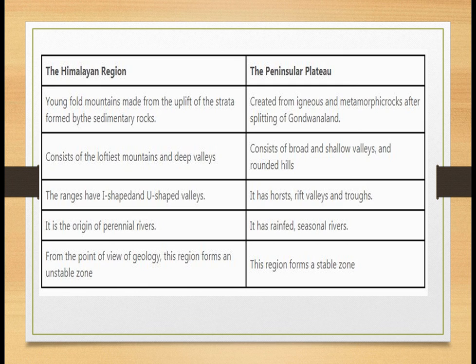The Himalaya consists of lofty mountains and deep valleys, and the Peninsular Plateau consists of broad and shallow valleys and rounded hills. The range has I-shaped and U-shaped valleys. It has a rift valley and trough. Then the perennial river or non-perennial river for Peninsular. So by this you can have a contrast or a comparison between Himalaya region and Peninsular Plateau.